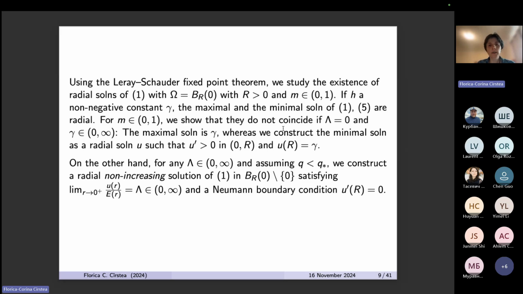On the other hand, for any capital lambda positive and finite, and assuming Q is subcritical, we construct a radial non-increasing solution in the punctured ball centered at 0 with radius r, which has a weak singularity at 0, with the limit of u at 0 being capital lambda, and a Neumann boundary condition u prime of r equals 0.